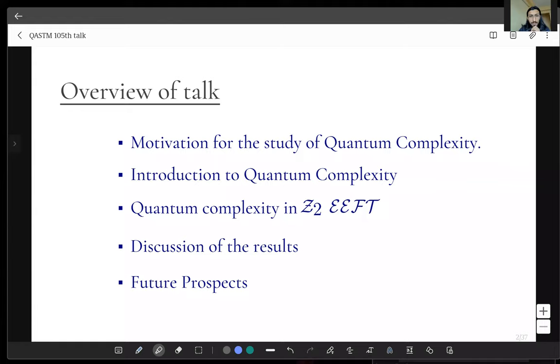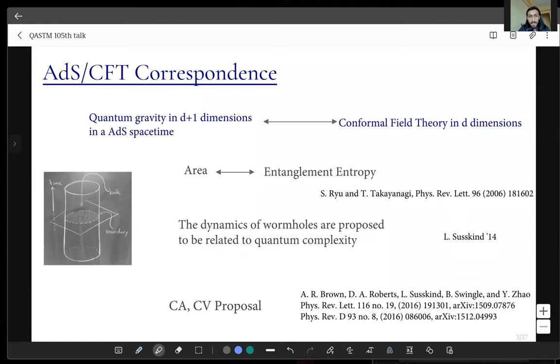In D plus one dimensions in AdS, in the bulk, and on the boundary, there's a CFT in D dimensions. So there's a correspondence between them. And one of the questions, the central question, is how is the bulk related to the boundary?